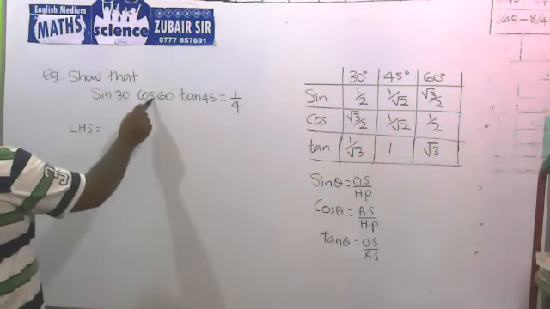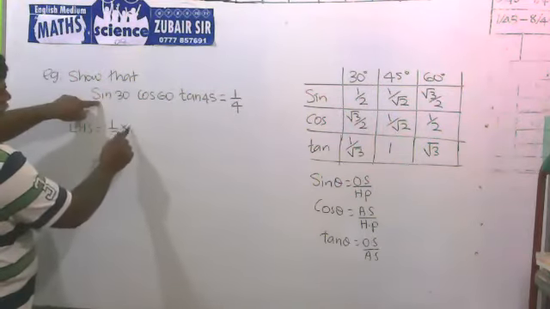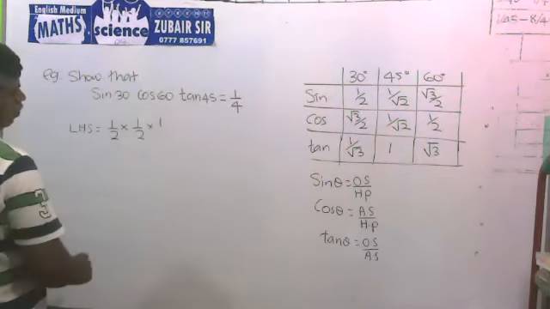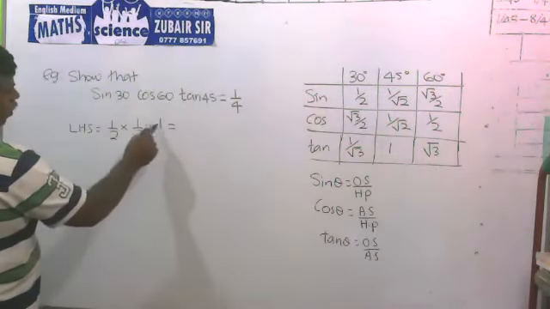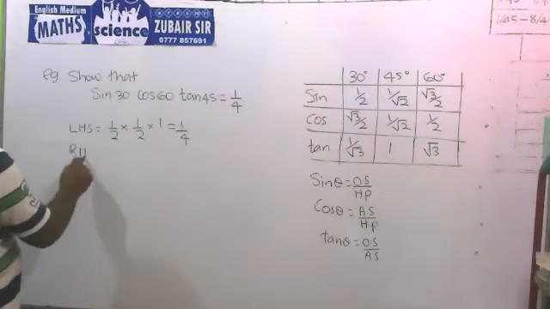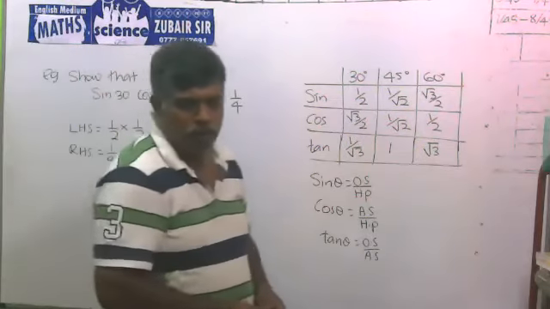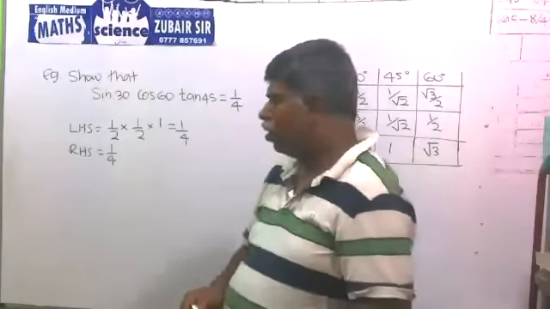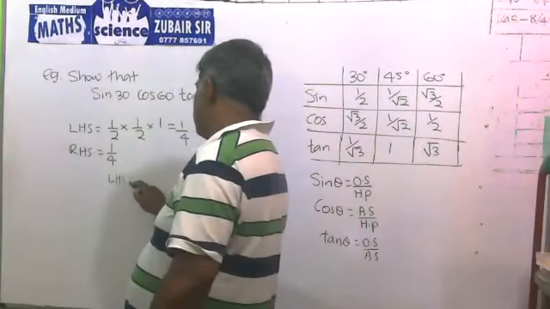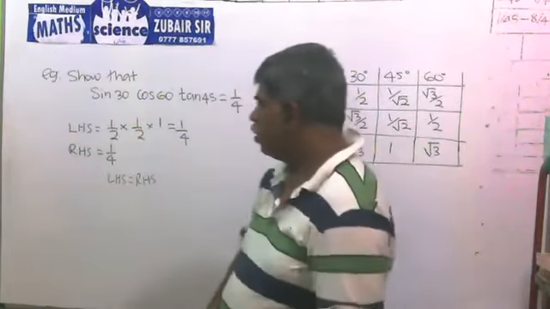It is sin 30 cos 60 tan 45. Then what is sin 30? Sin 30 is half. Into what is cos 60? That is also half. What is tan 45? 1. Then multiply and see 1 into 1 into 1, 1. 2 into 2, 4. Then what is the RHS? RHS is directly given 1 over 4. Then LHS, left hand side is 1 over 4. Right hand side is 1 over 4. Then you have to write LHS equal RHS. Left hand side and right hand side are equal. So copy down this.